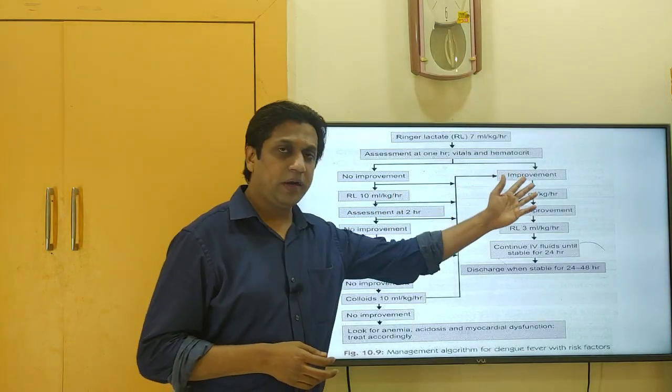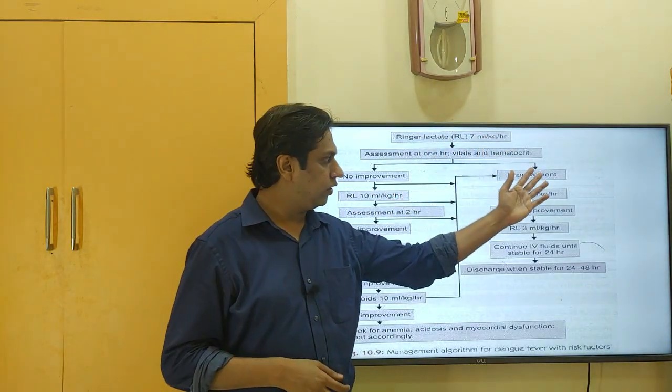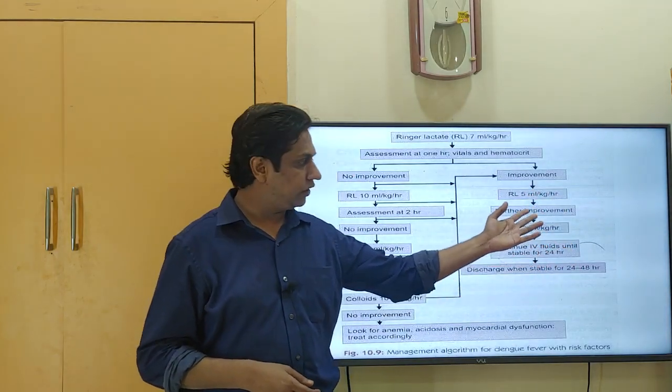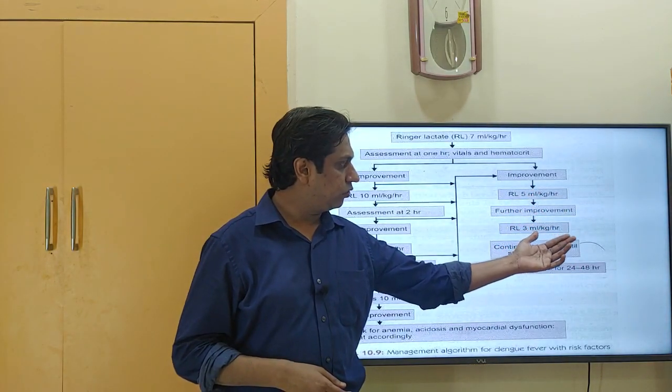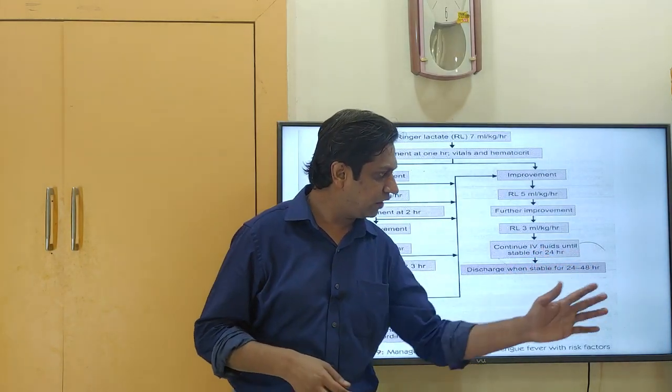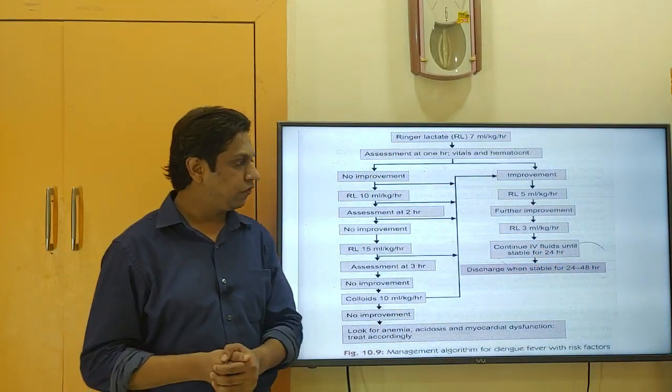If there is improvement, then gradually we have to reduce the dose of the fluids, that is from 7 ml to 5 ml per kg per hour. If there is further improvement, then it can be given at 3 ml, and we can continue for 24 hours and discharge when the patient is stable for 24 to 48 hours.